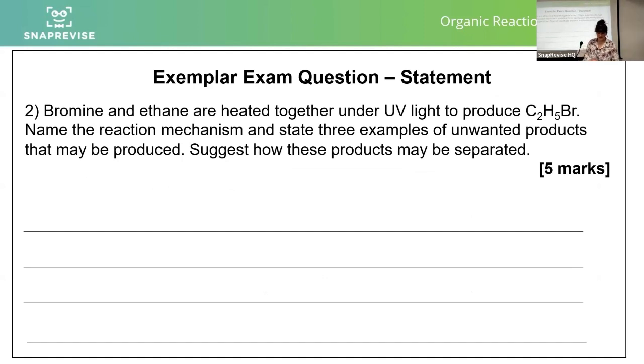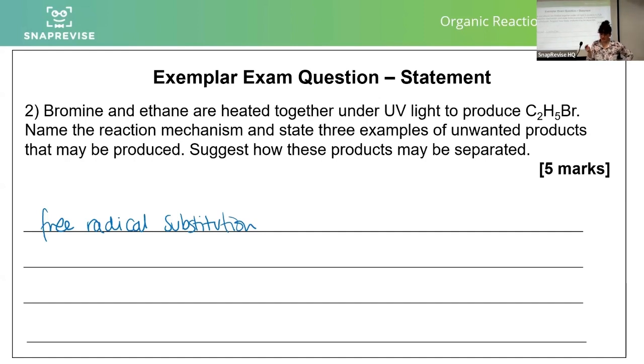Bromine and ethane are heated together under UV light to produce C2H5Br. So that's our wanted product. Name the reaction mechanism. Well, UV light, my head says free radical substitution. So that's my free radical substitution. Just check my spelling. That's my reaction mechanism. Give 3 examples of unwanted products that might be produced. Well, I'm undergoing substitution from C2H6 to C2H5Br.